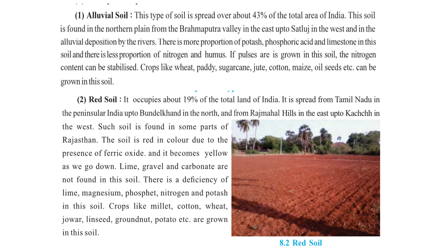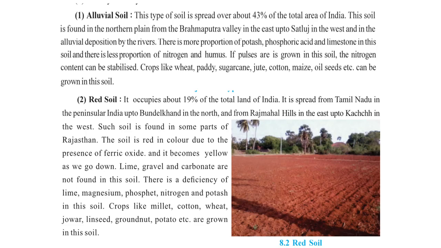Students, you must be aware that the Brahmaputra river is in the eastern part of India and ultimately meets the Bay of Bengal. When I talk about Satluj, it is in the northwestern part of India and it finally meets the Arabian Sea. There is a greater proportion of potash, phosphoric acid and limestone in the soil, and a lesser proportion of nitrogen and humus. This is the content.